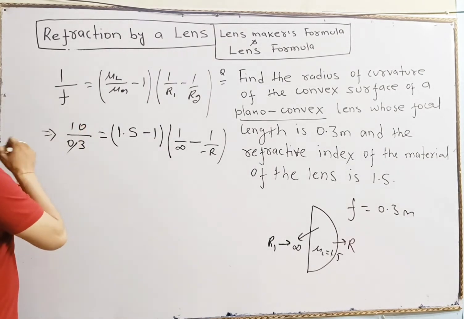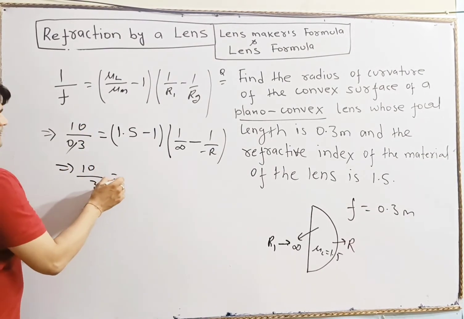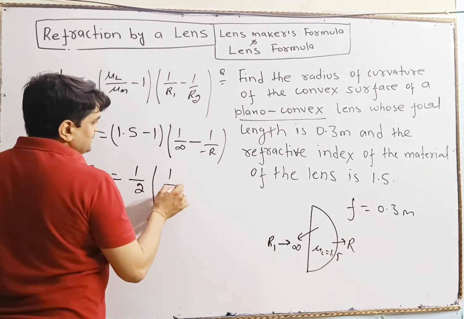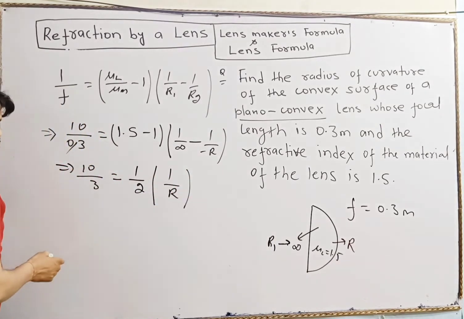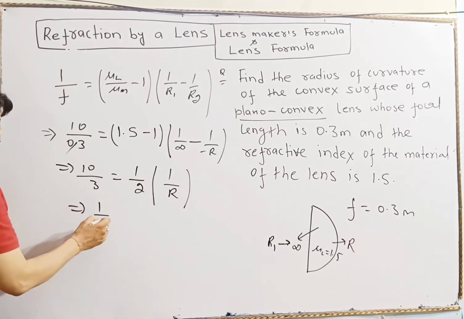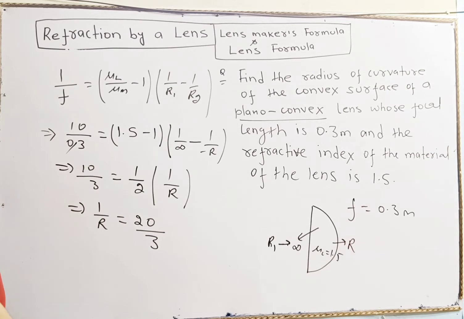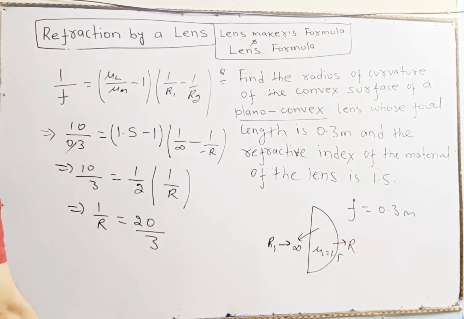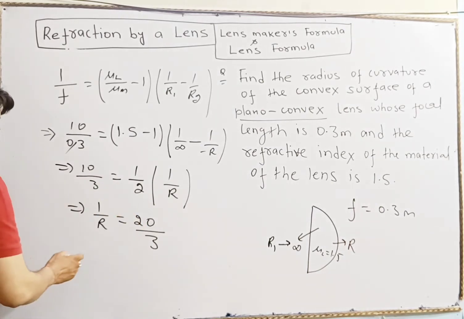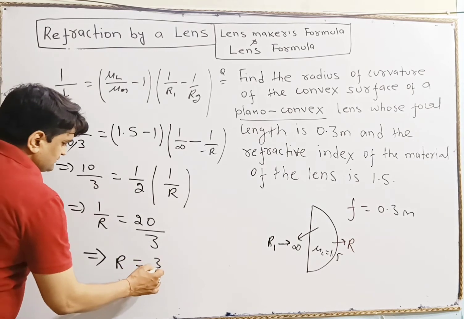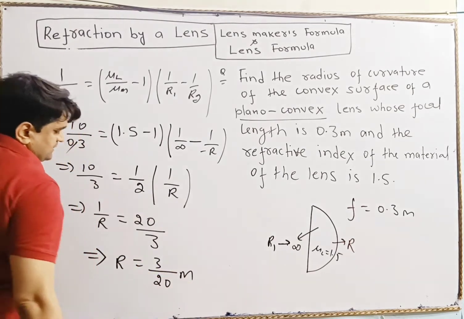Let's remove the decimal. It is 10 by 3, and it will be 1.5 minus 1, that is 1 by 2, and 1 upon infinity is 0, so it becomes 1 upon R. So 1 upon R will be 20 by 3. So R will be 3 by 20 meter.